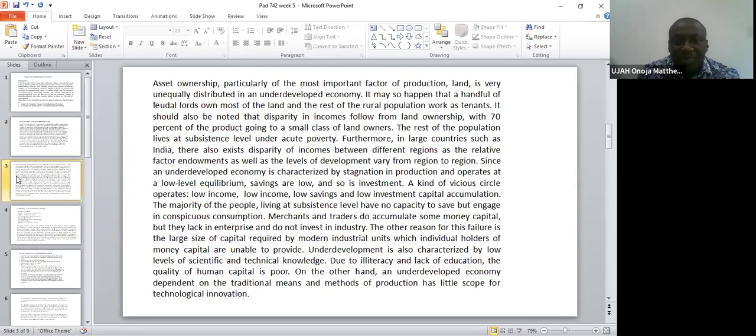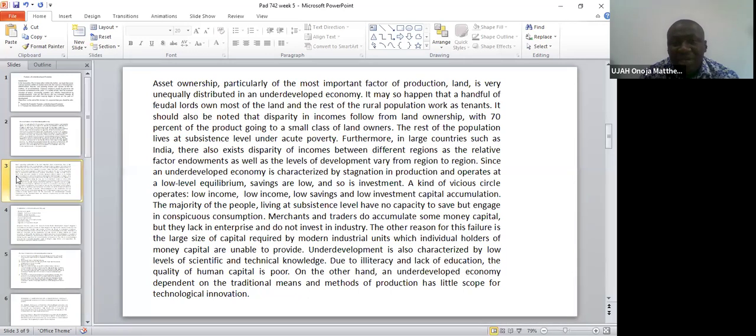So asset ownership, particularly of the most important factor of production, land, is very unequally distributed in an underdeveloped economy. This is self-explanatory. A few persons occupy the vast majority of land in the society, and then a large majority of people depend on this small class of individuals that own the land, lobbying them to accept that they farm on those lands. Sometimes you even find a kingship arrangement where every land in a particular community belongs to the king. So whatever you are doing in such an environment is in the interest of the king, and you are at the mercy of what the king gives to you.